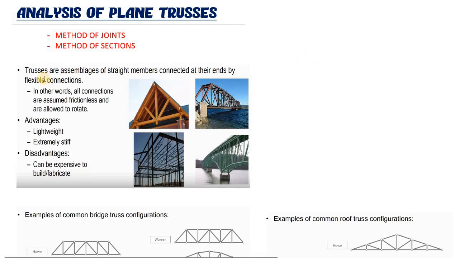So trusses are assemblage of straight members connected at their end by flexible connections. Now, as you can see, if you take a look at the screen, we have different truss systems. So, in other words, all connections are assumed frictionless and are allowed to rotate.